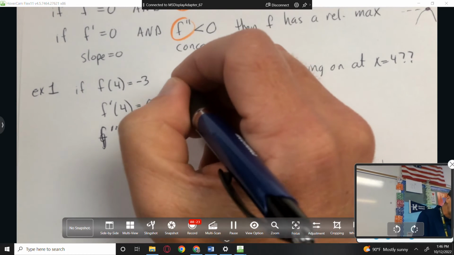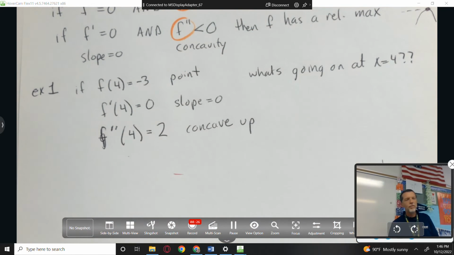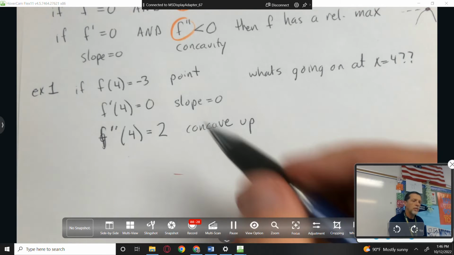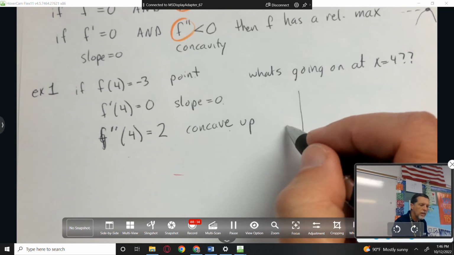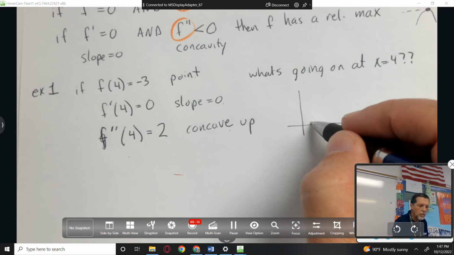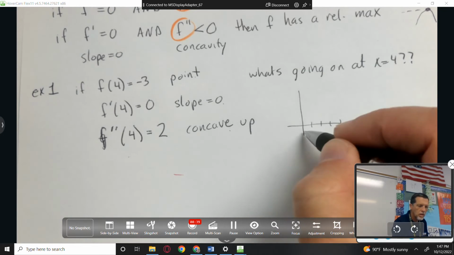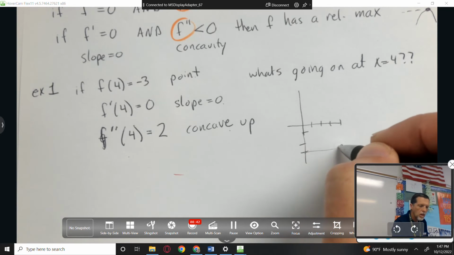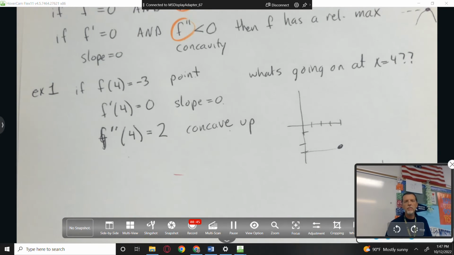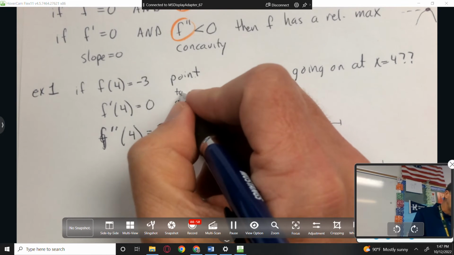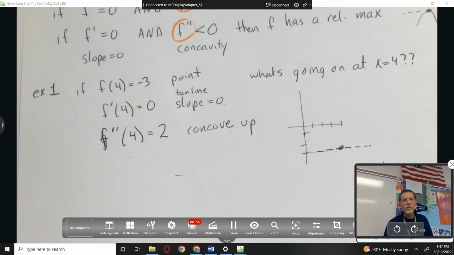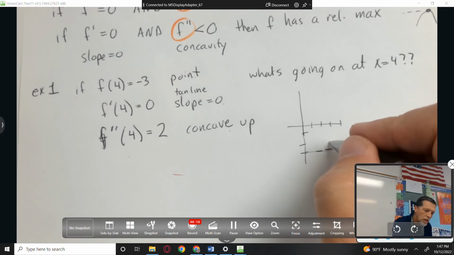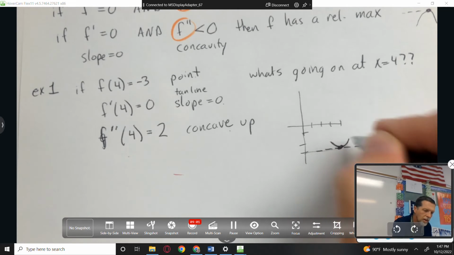That first one, I guess if we want to call it anything, that's just a point. So (4, -3) is a point. So we've got a point where the slope is 0 and it's concave up. You don't really need to sketch it, but maybe it's helpful. So there's my point (4, -3). There's a tangent line slope. Maybe that's a better way to say it. So the tangent line slope is 0. It's concave up right there.